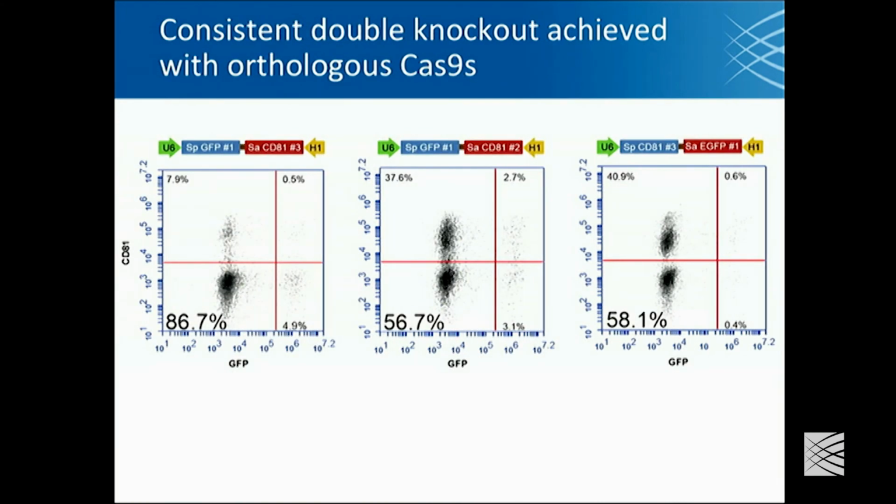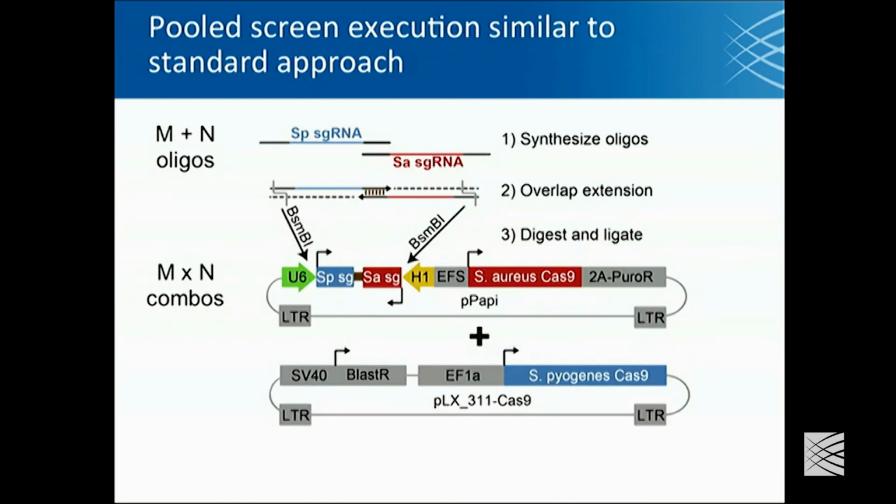We originally tested it with a guide targeting GFP and one targeting CD81, and we see consistent double knockout achieved with these orthologous Cas9s. We then tried a pooled screening approach, which, similar to standard, you have a guide for each Cas9 with M plus N oligos, and when you clone that, you get M times N combinations. Because you're looking at double knockout, you're now kind of working in a matrix space.